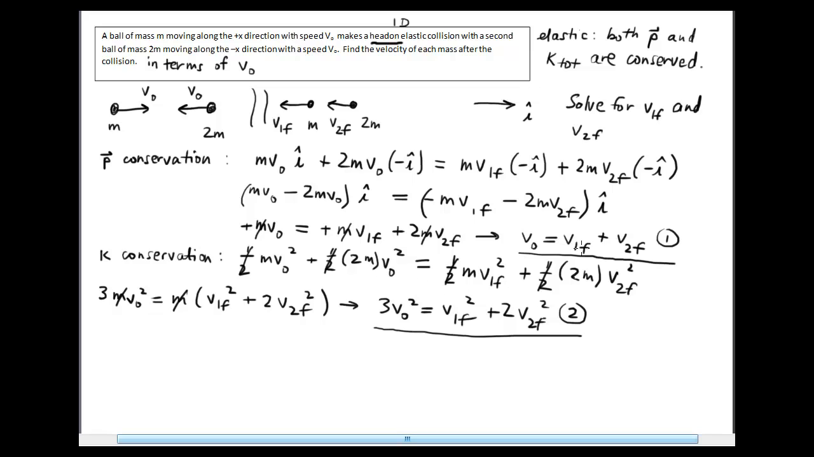So let's, in equation number 1, I'll show you one way to do this. There's more than one way, but one straightforward way is to solve for one of the unknowns in equation number 1 and plug it into equation number 2. And the reason I want to do that is equation number 2 has the squares. So I want to solve for one of the terms without having to take a square root. Then I'll be able to plug it into the second one. So my strategy first will be to solve for V1F in equation 1.